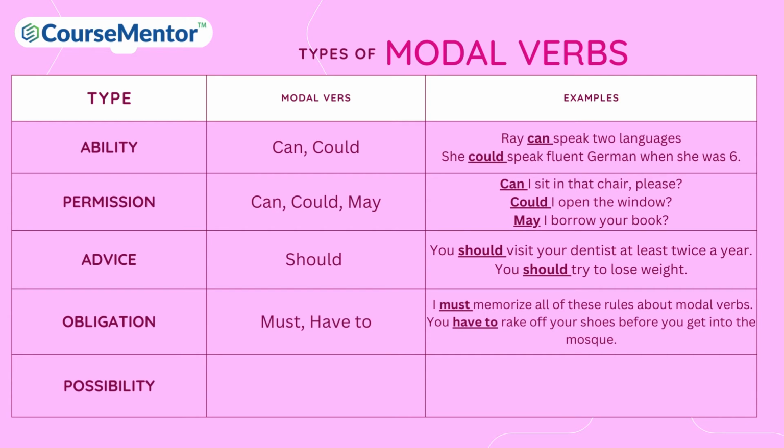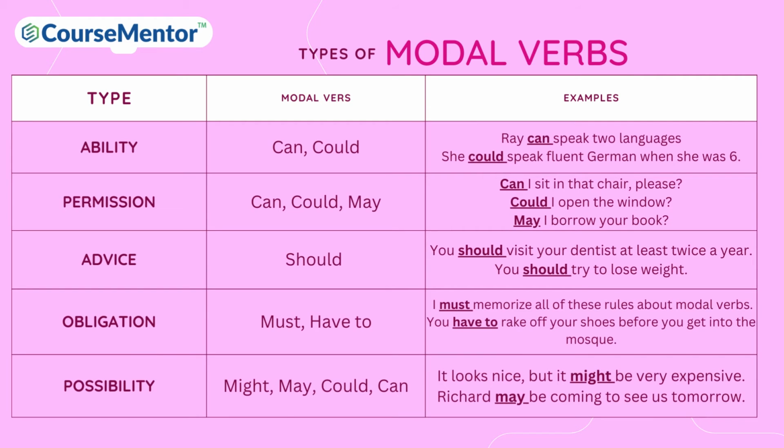Obligation: must, have to. I must memorize all of these rules about modal verbs. You have to take off your shoes before you get into the mosque. Possibility: might, may, could, can. It looks nice, but it might be very expensive. Richard may be coming to see us tomorrow.